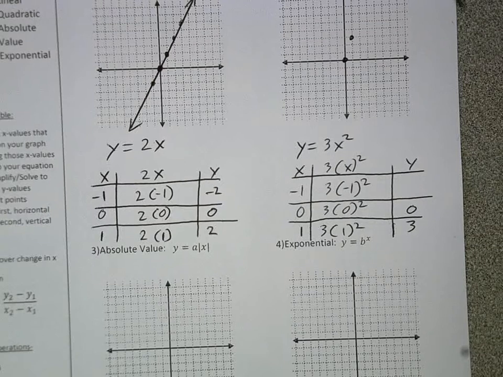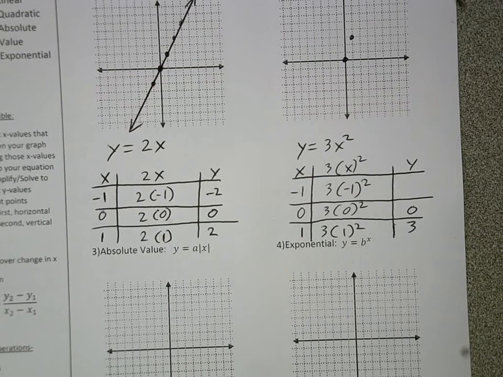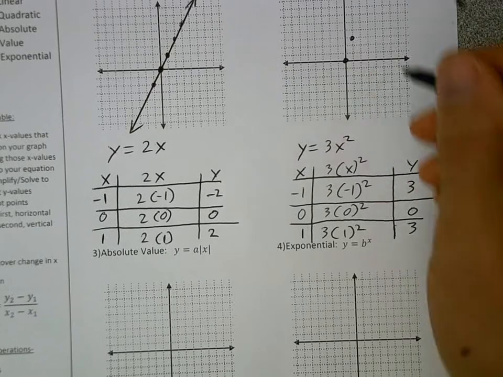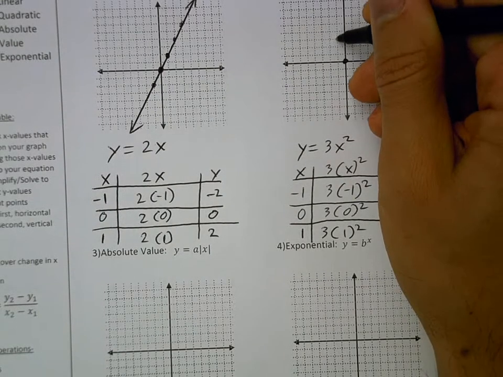Now, I put these parentheses in here to remind myself that I'm squaring whatever I'm putting in for x. That whole thing, including the negative. So -1 squared, -1 times -1 is +1. Is everybody good with that? -1 times -1 is +1. Times 3, 3. So I get -1, 3.